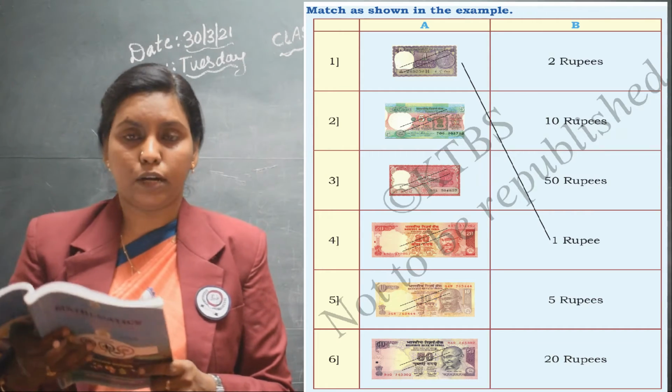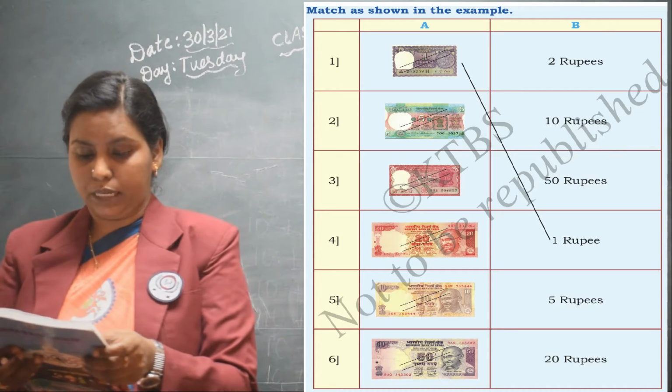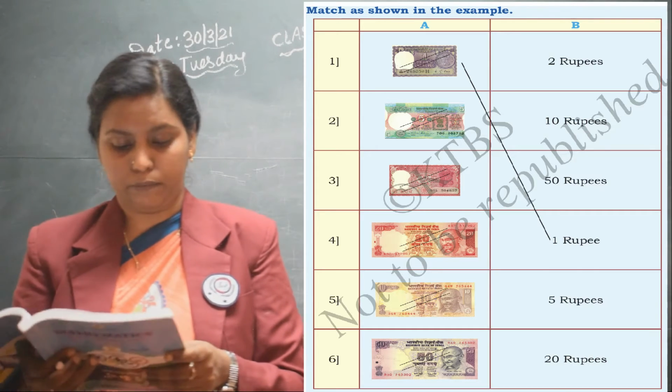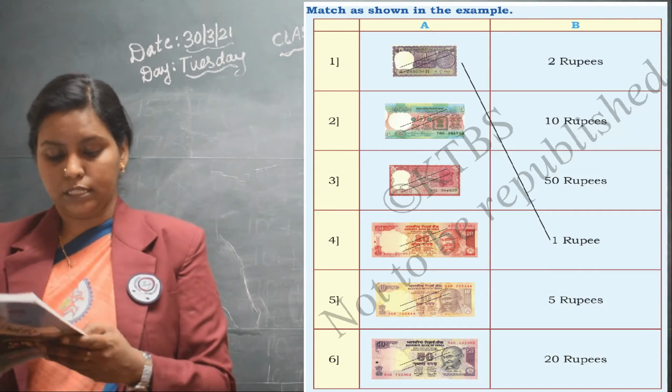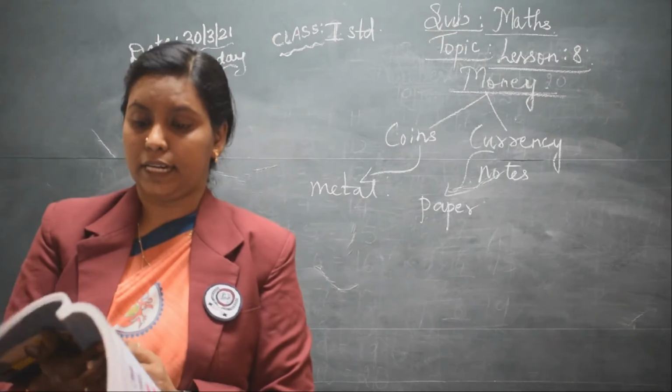The next activity is match as shown in the example. First one is 1 rupee currency note. Second one is 5 rupees. Third one is 2 rupees. Fourth one is 20 rupees. Fifth one is 10 rupees. And sixth one is 50 rupees. So you are going to match it correctly.